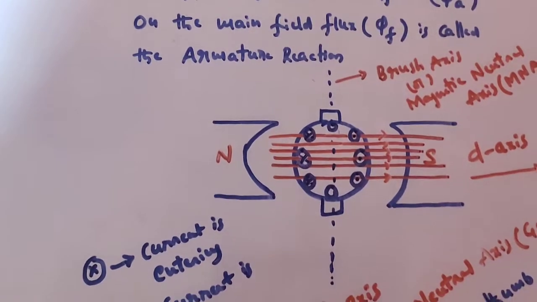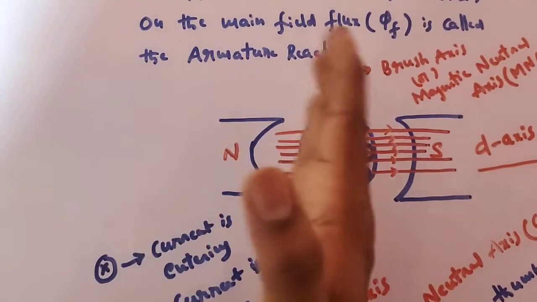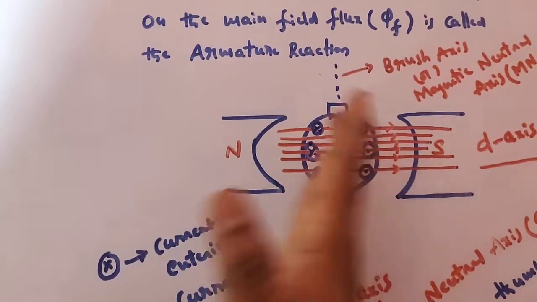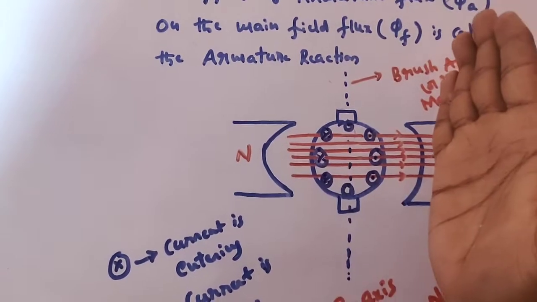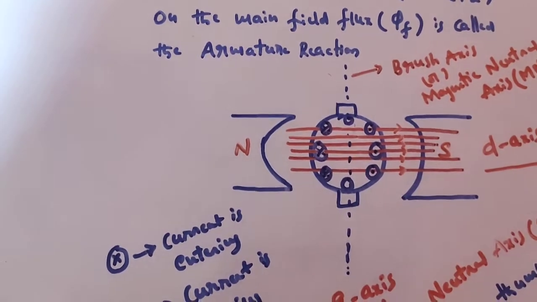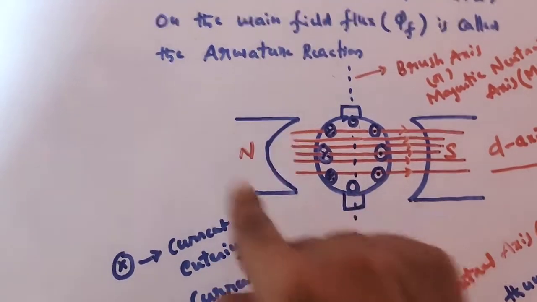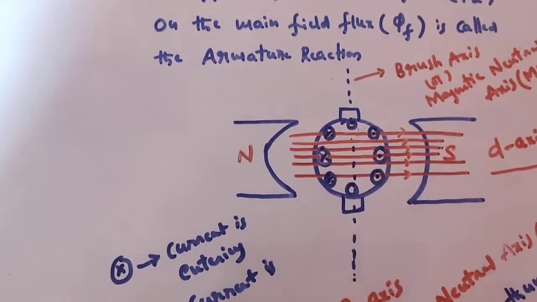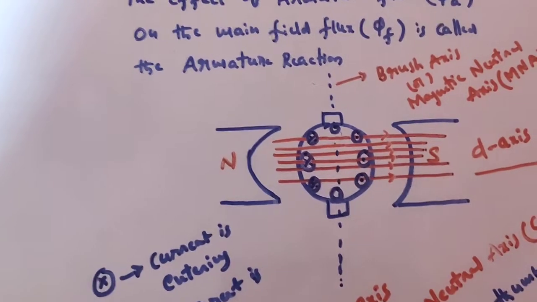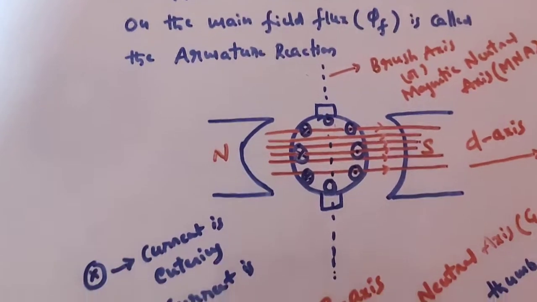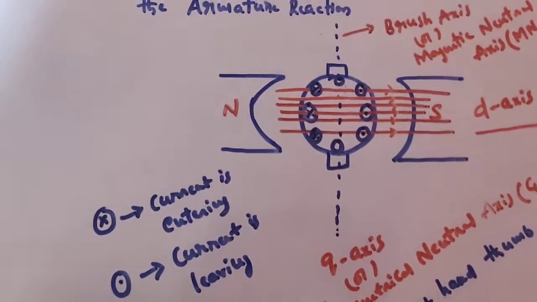If you clearly observe, we have already derived one conclusion: the side before the flux axis, the brush axis, the current is always cross, and after the brush axis the current is always dot. Otherwise, the conductors lying under the north pole always have the cross in them, and the conductors lying under the south pole always have the dot in them. Cross represents the current entering, and the dot represents the current leaving.